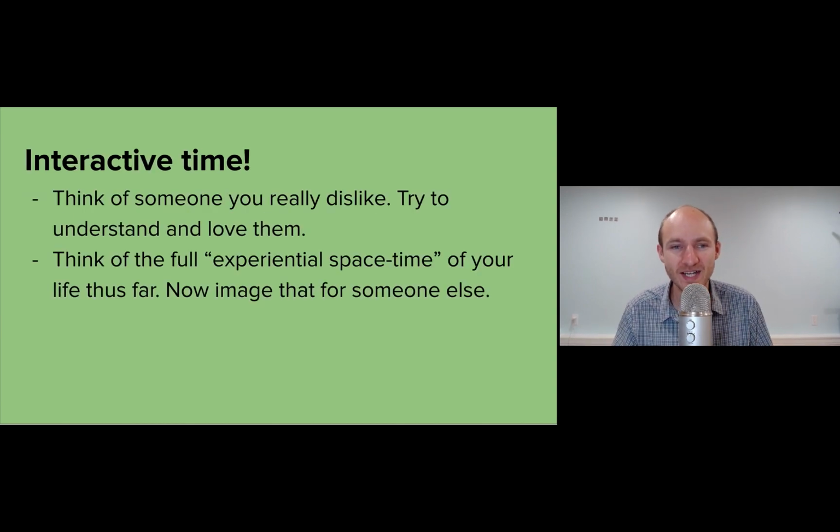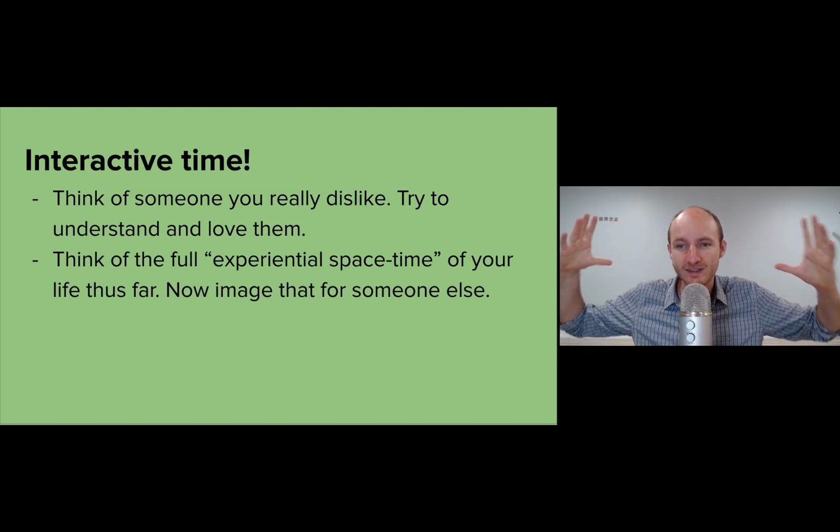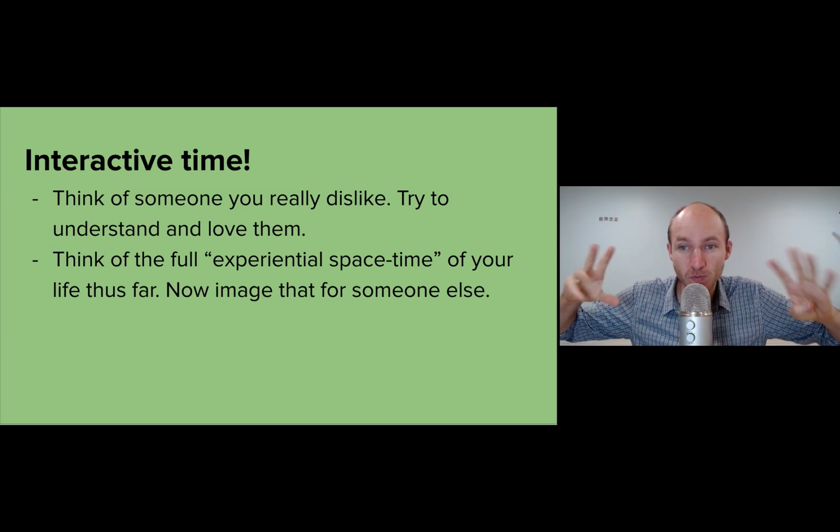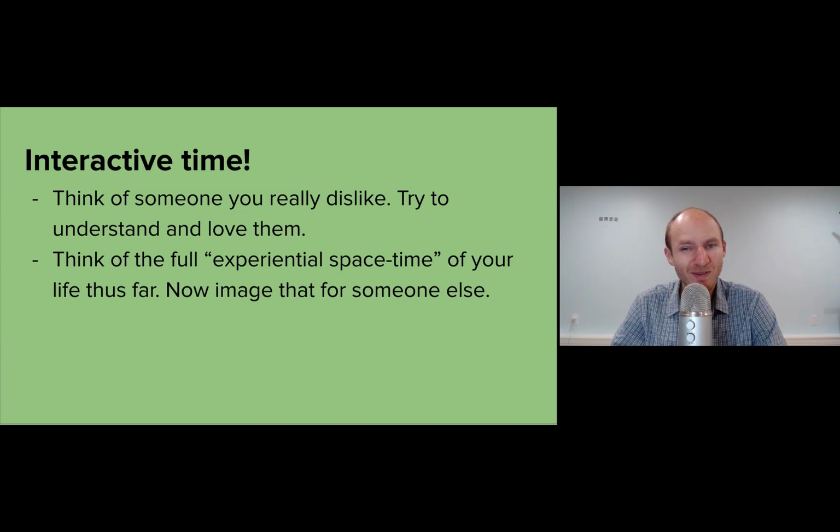Okay, interactive time. Think of someone you really dislike. Try to understand and love them. This is a form of meditation called metta meditation, I believe, aka loving kindness meditation, where you try to love yourself, you try to love the people around you, neutral people, but then you also try to love people that you kind of don't like, that you kind of hate. So think of someone you really dislike and try to love them.